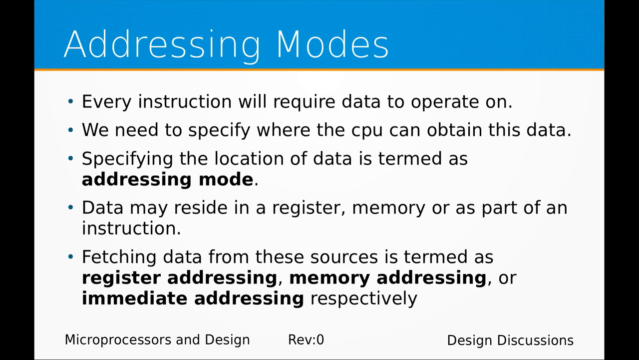And so for every operation, we are going to need some operands to work on. How are we going to get this operand? The operand may reside in a register, it may reside in memory. We need to specify where it is, and that is called the addressing mode. So we have register addressing, memory addressing, and immediate addressing. Register addressing is when our operands, or at least one of them, is in a register. Memory addressing is when we have operands in memory. And immediate addressing is when an operand is actually part of the instructions. The immediate addressing will be made clearer when we actually start the design, and then we start some examples.